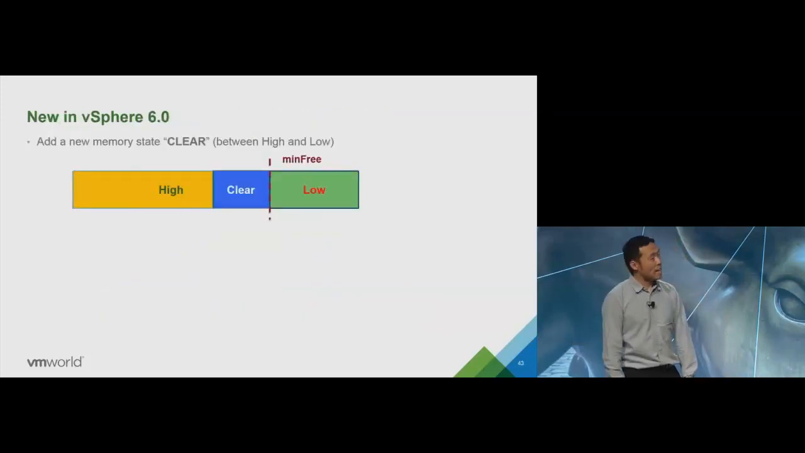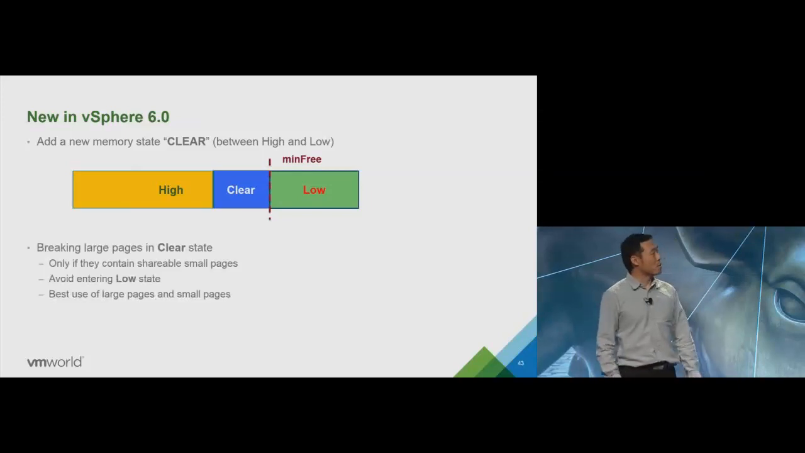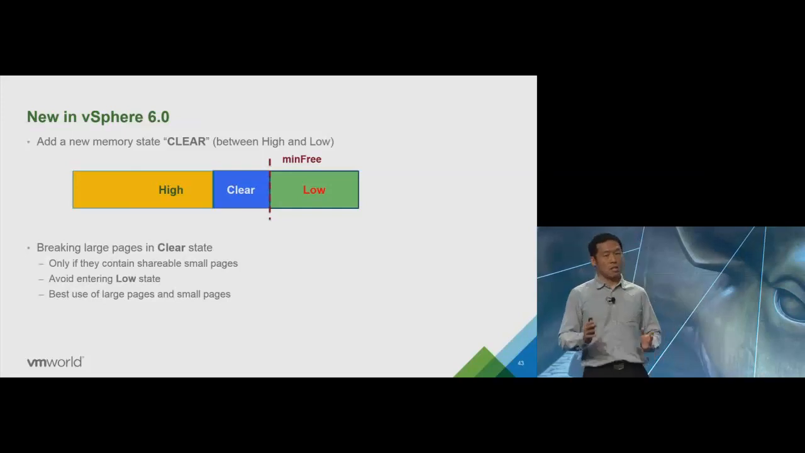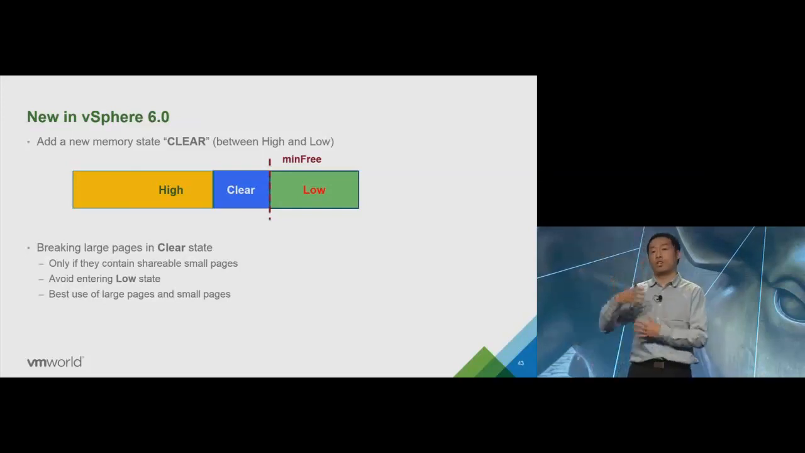In our latest vSphere 6.0 hypervisor, we introduced a new memory state, which we call the clear memory state, between the high state and the low state. Although the naming may not look perfect, what it simply does is: when free memory drops to the clear memory state, ESX will proactively break the large pages that contain shareable small pages, so that those small pages can be shared right away.